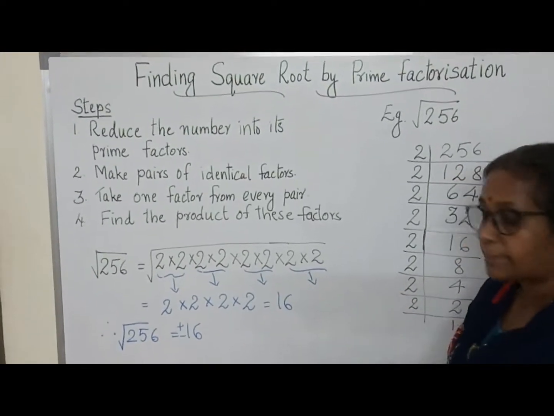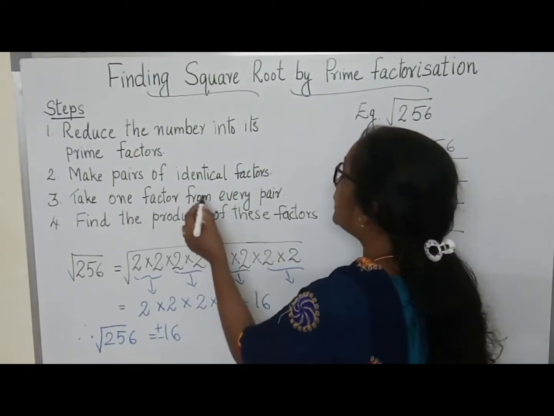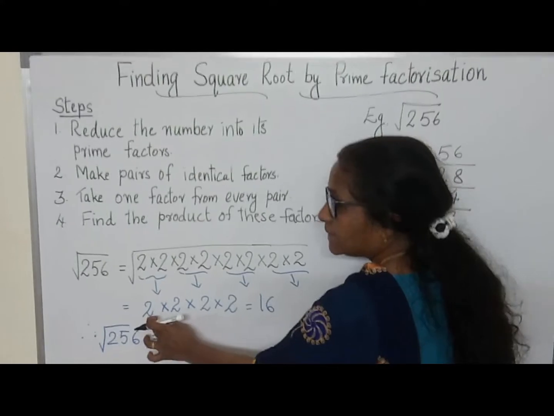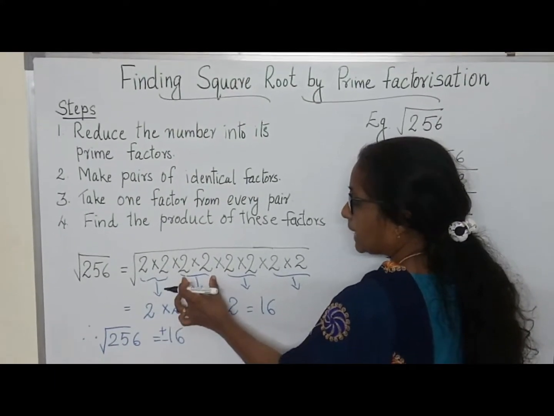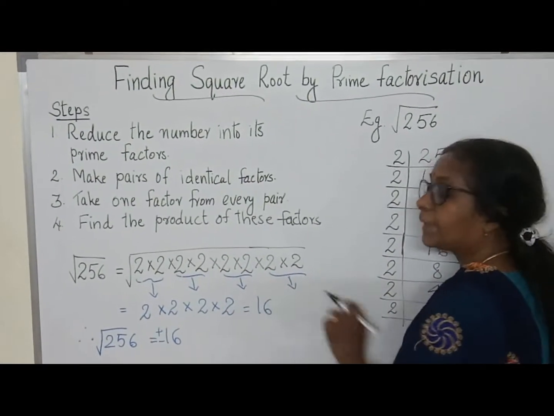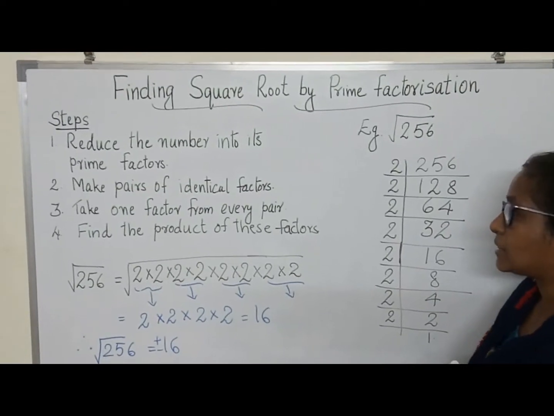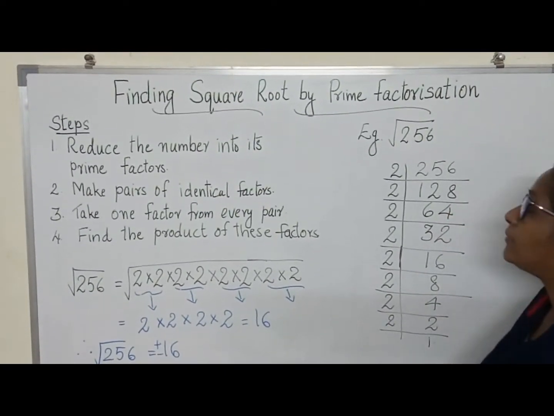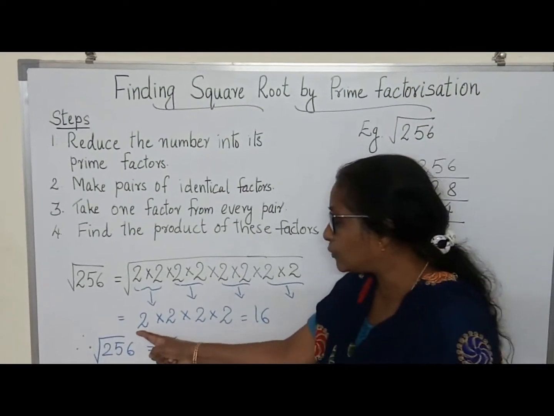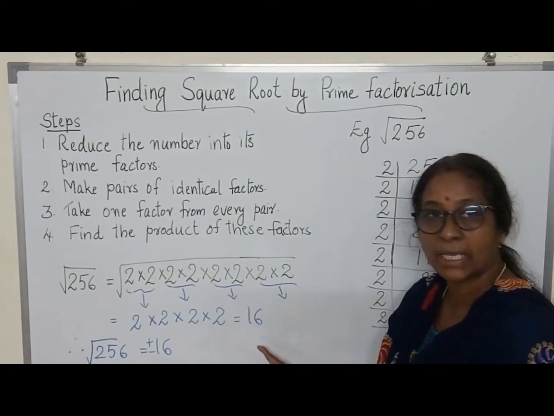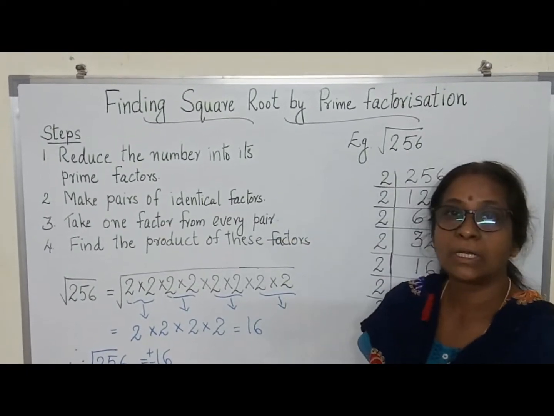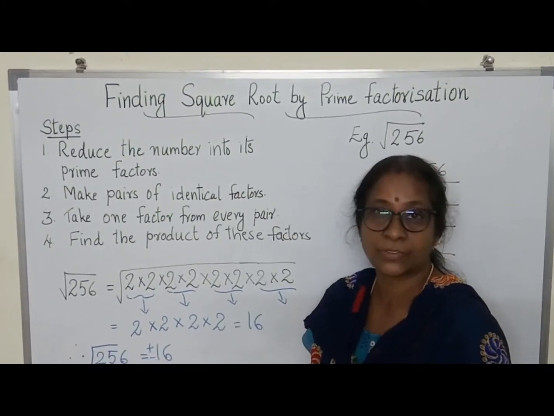The third step is to take one factor from every pair. From the first pair, you take one factor out. From the second pair, one factor out. From the third pair, one factor out. And from the fourth pair also, take one factor out. Then find the product of these factors. Whatever factors you took out, multiply them. 2 2s are 4, 4 2s are 8, 8 2s are 16. So the square root of 256 is equal to plus or minus 16.